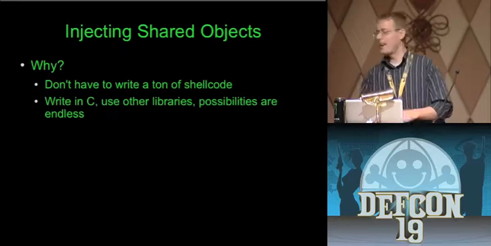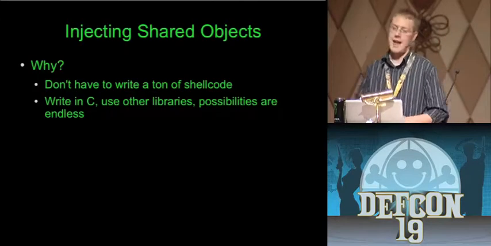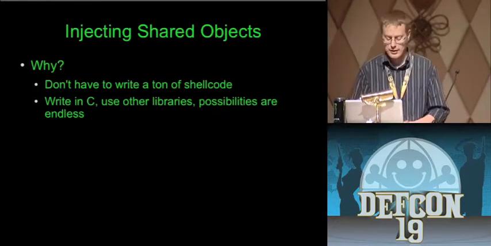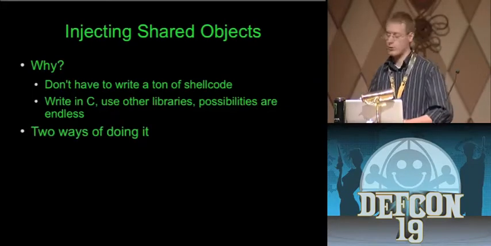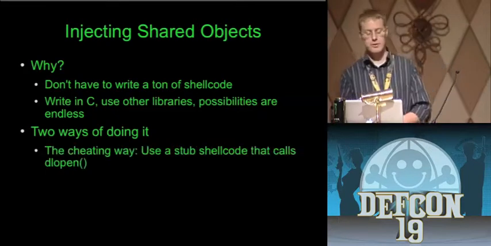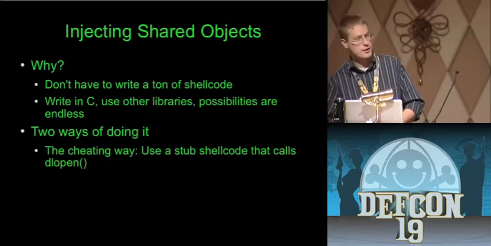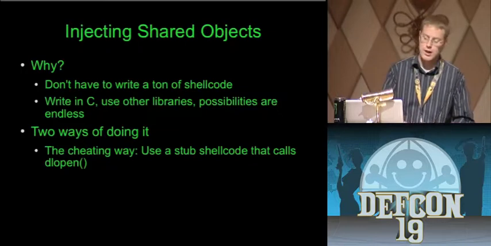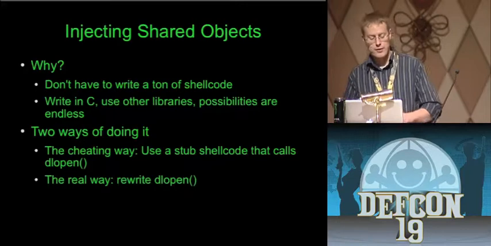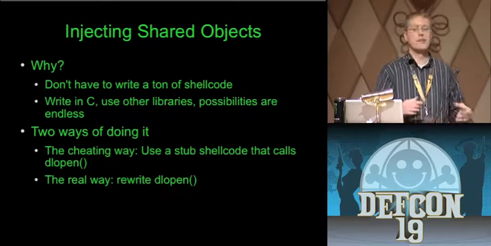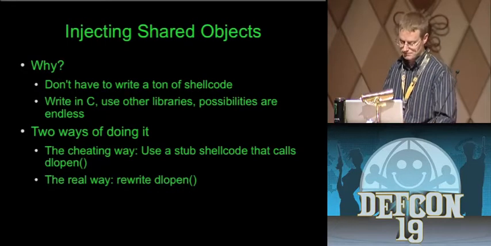So what we want to do is write in C or use other libraries. The possibilities are endless. You could write your malicious code in Haskell or Erlang if you wanted. I don't know why you would, but you could. So there are two ways of doing it. There's the cheating way: you use a stub shellcode that calls dlopen. And that's what every single project does out there. Inject SO does that. JuGod does that. And right now, libhijack does that as well. And there's also the real way, which is to rewrite dlopen in the parent process, in libhijack or your debugger.